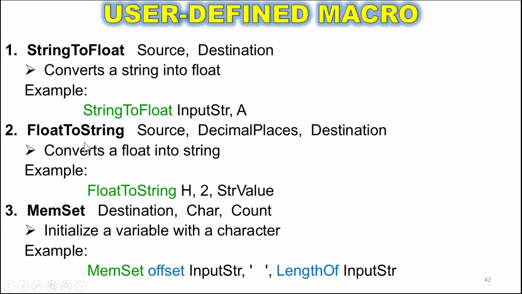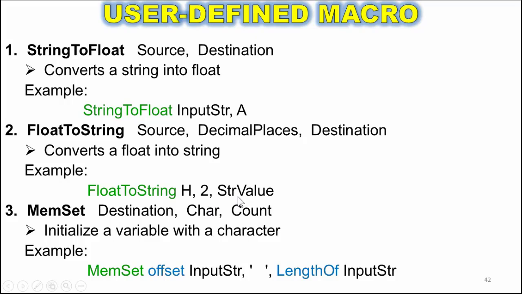The macro float to string source decimal places destination converts a float into a string. For example, float to string variable h to variable str value converts the float value of the variable h to a string, applies two decimal places format, and stores the string result to the variable str value.